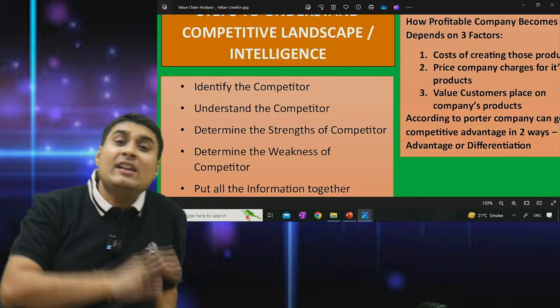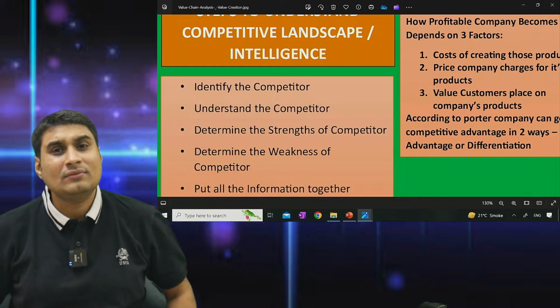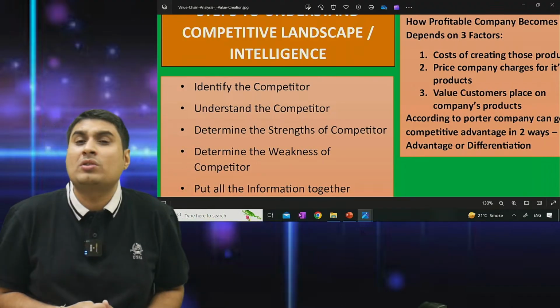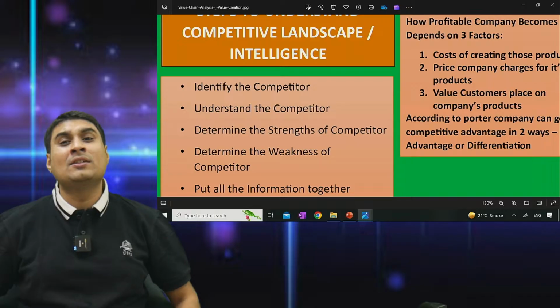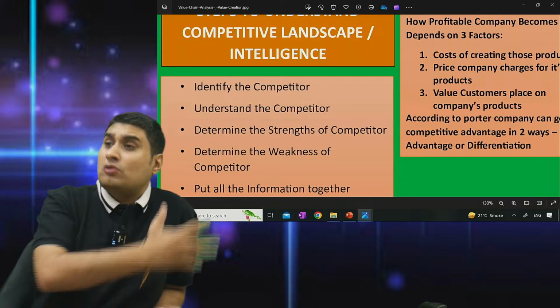Number 4, determine the weakness of the competitor. Tata was not good in cars from the beginning. Maruti was always the champion. What are 3 bad things about Tata? Maybe their price is a little expensive. Maybe durability could be a problem. Safety could be a problem. You have to ask customers.